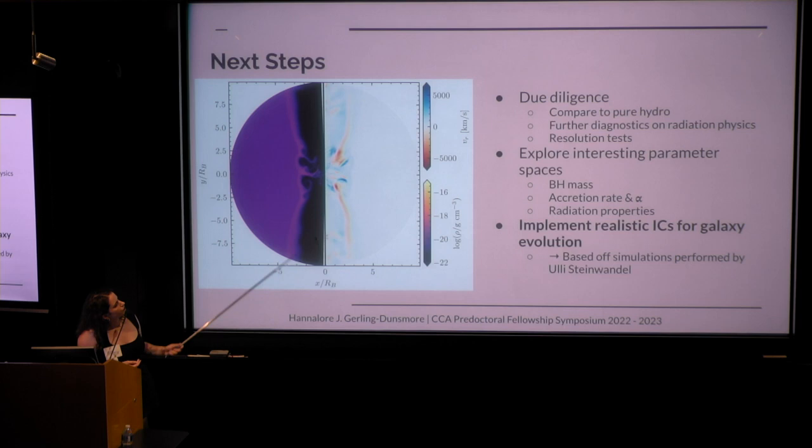We then want to explore interesting parameter spaces such as the black hole mass, the accretion rate, and our effective viscosity. And of course, radiation properties such as the number of frequencies that we are including, things like that. And then the step after that is to implement realistic initial conditions for galaxy evolution using simulations performed by Uli Steinwandel.